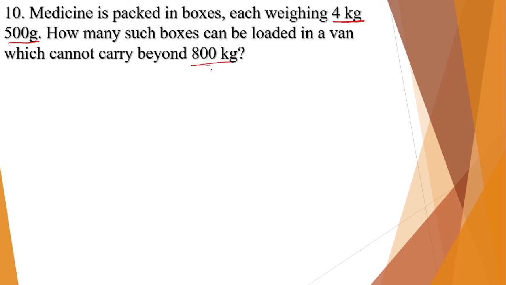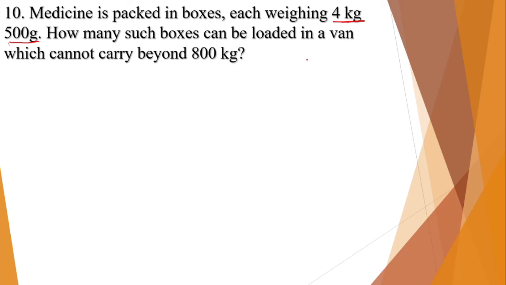Now here in this van, it cannot carry beyond 800 kg, but the maximum value which it can carry is 800 kg. So the van can carry 800 kg and each box is weighing 4 kg 500 grams. So we can say that in 800 kg how many boxes can be loaded. But here we have 2 units. So if there are 2 units, it's difficult to add or subtract. Now we should convert it into 1 unit.